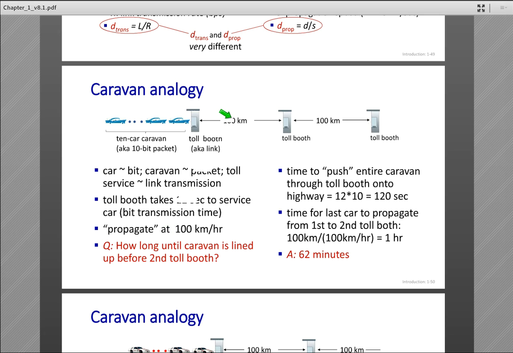As we know, the length of this highway is 100 kilometer. Car is 100 kilometer per hour. So simply I can say that each car should spend one hour to pass it.